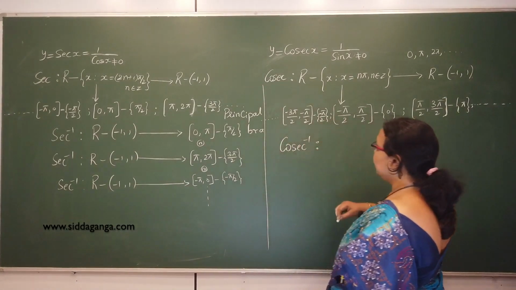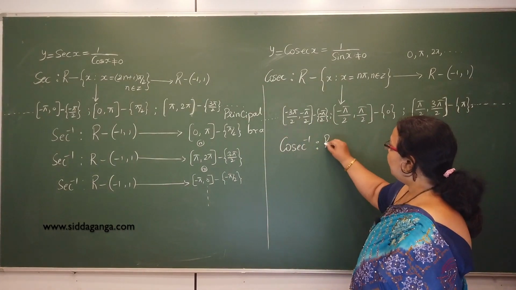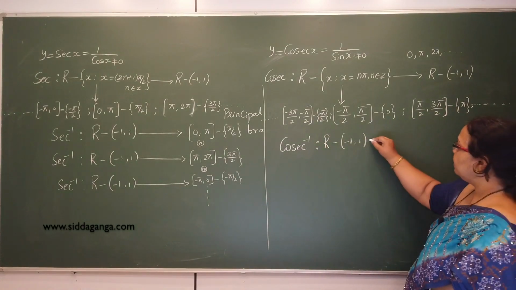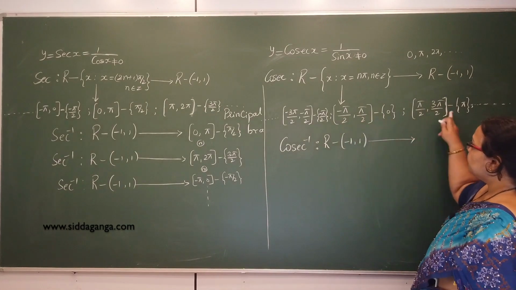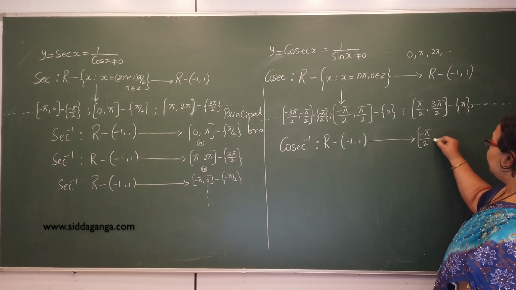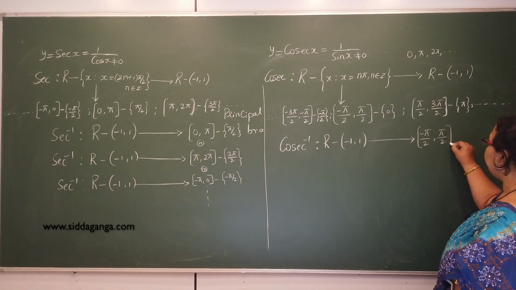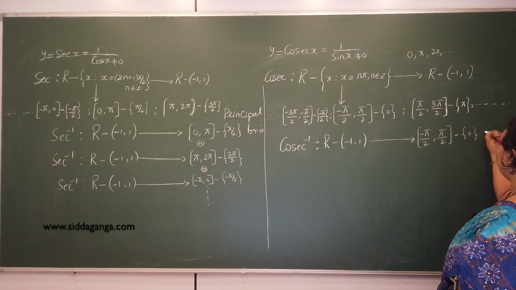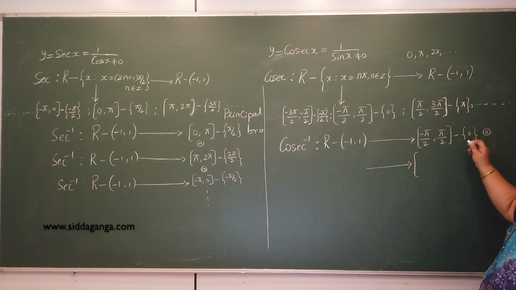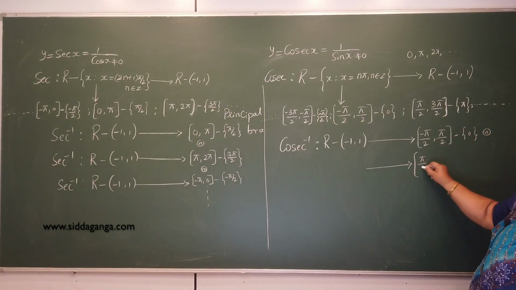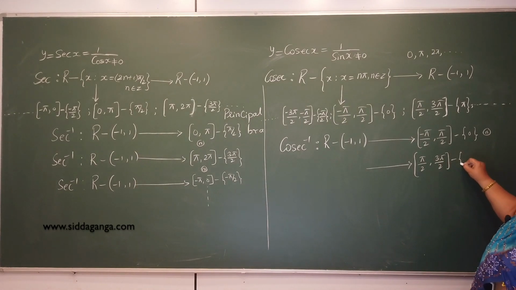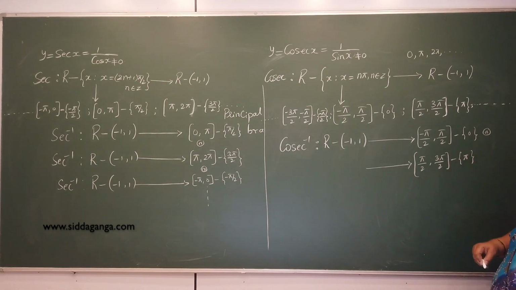cosecant inverse. It is a function from R minus the open interval minus 1 comma plus 1 to any one of these intervals. So we can take the closed interval minus pi by 2 comma plus pi by 2 minus 0, or we can take the next interval pi by 2 comma 3 pi by 2. So which angle has to be deleted here? The angle pi has to be deleted.